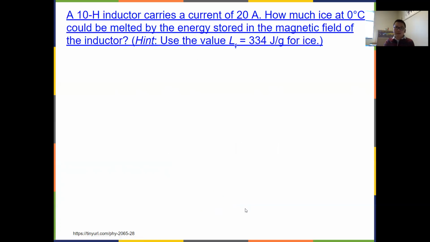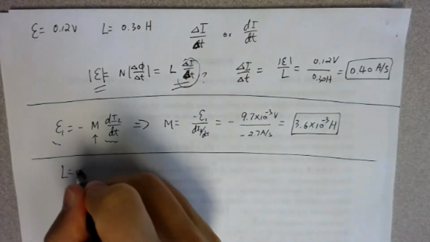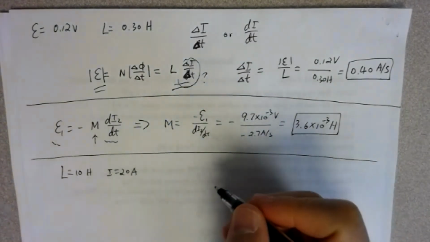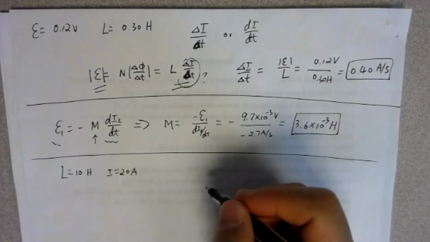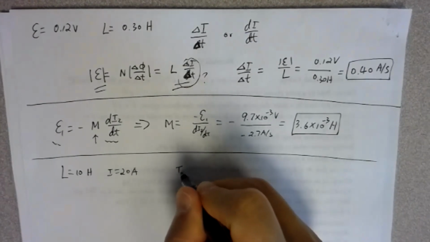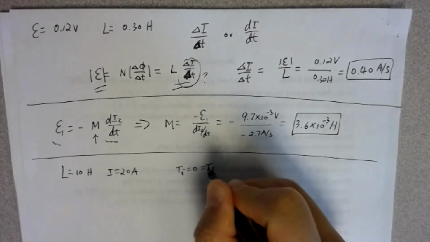And with that, let's take a look at this example here. It says a 10 Henry inductor carries, so L equals 10 Henry. The current is 20 amps. How much ice at 0 degrees can be melted by the energy stored in the magnetic field of the inductor? So you have ice, T initial equal to 0, and then it's melting, so final will also be equal to 0. So the melting process.